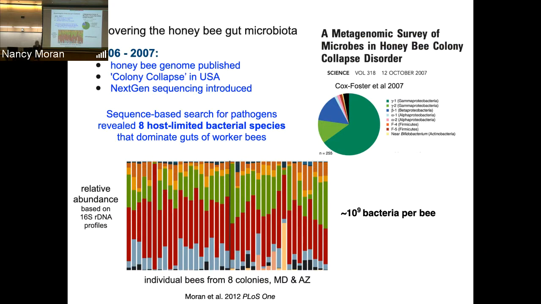So a few things happened that year. The honeybee genome was published. Colony collapse happened, and people were all worried about what's happening to the bees. And that was also the very beginning of next-gen sequencing, some early versions of it, 454 and so on. So it was the first time you could cheaply just sequence like crazy.